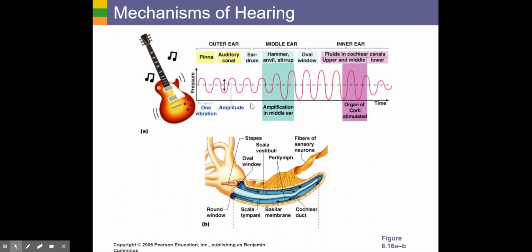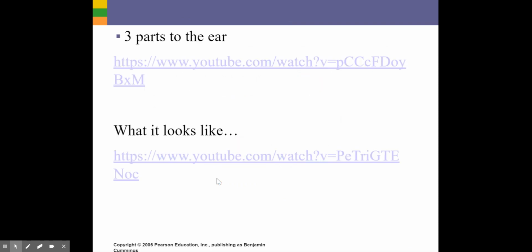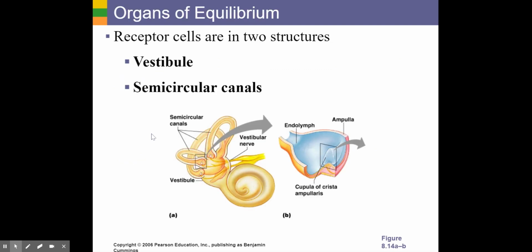Right. This just shows some of the actual functions here. So outer, middle, and inner ear, we can see the amplitude in those. And the whole idea here is we're trying to increase that amplitude as we get in there. But the louder the sound, again, the louder that amplitude will be once we get into the inner ear. I'll post these 3 videos that talk a little bit about how that works. Right, so you'll get a chance to see those.